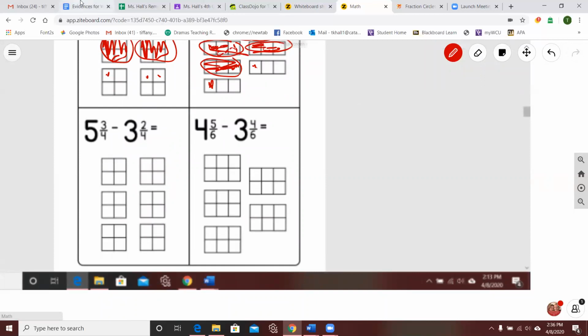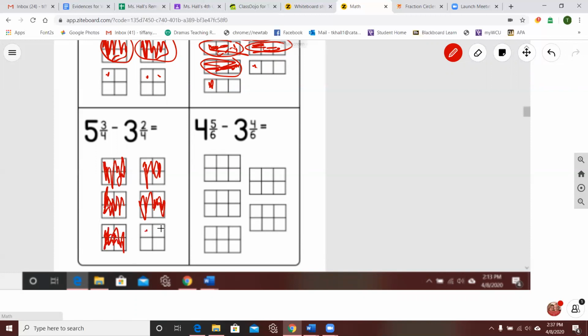All right, now let's try a couple subtraction. So I'm going to color in all of it, 5 3/4, because that's my beginning fraction or mixed number. So 1, 2, 3, 4, 5, and then 3 pieces.